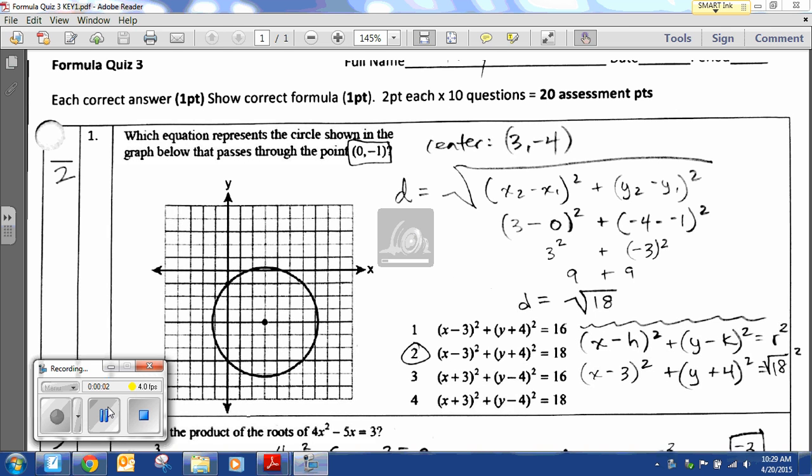Here is the answer key for Formula Quiz 3, number 1. Most people made a mistake here because they assumed that the radius is 4. It is not 4, it is slightly more than 4. Actually, you must use point (0, -1) and the center to find the length of the radius using the distance formula. After you plug them in, you end up with radical 18, and you plug in your center of (3, -4). 2 is your option.